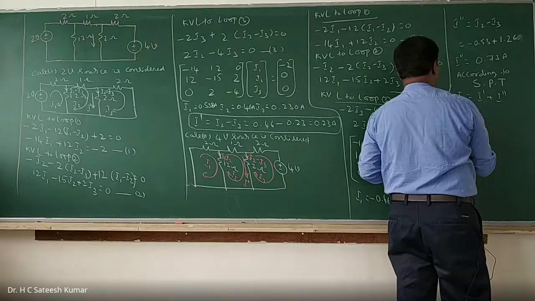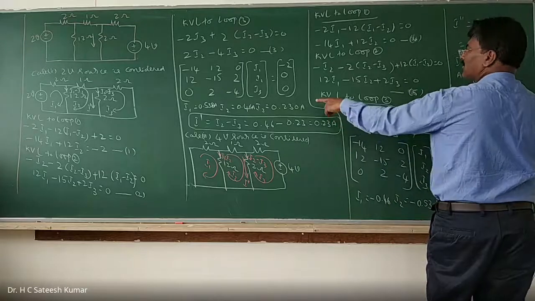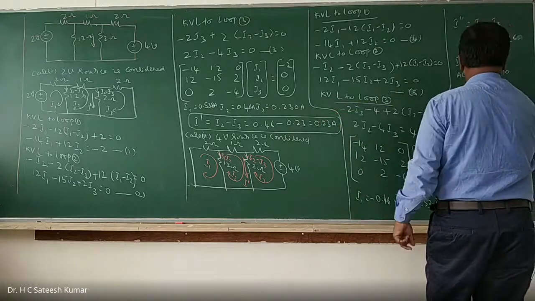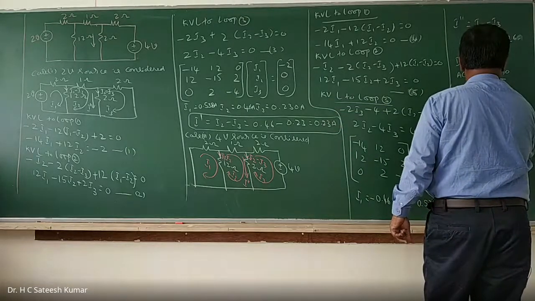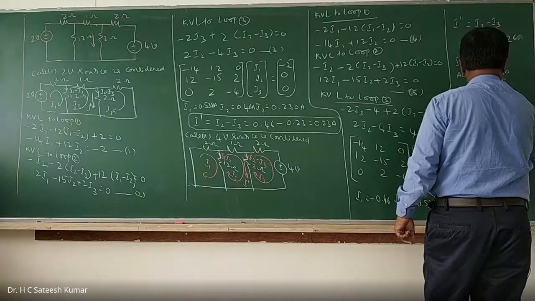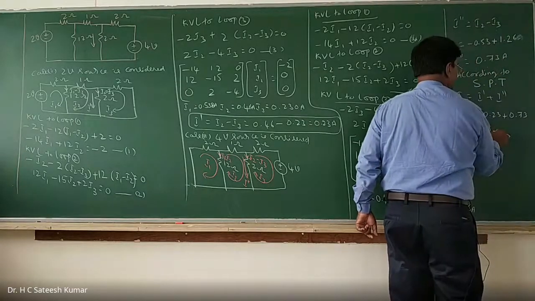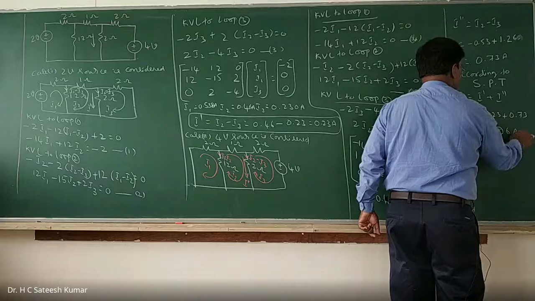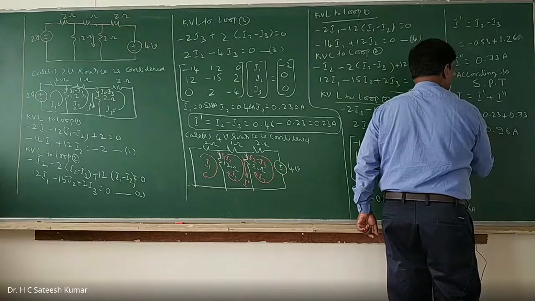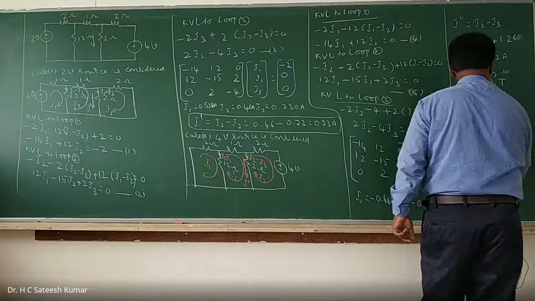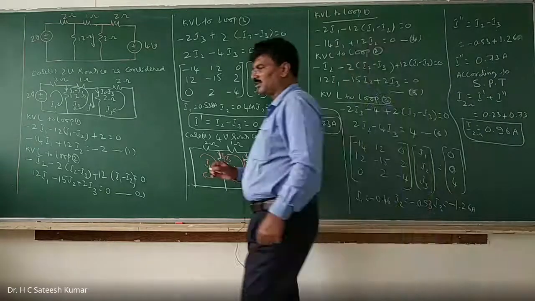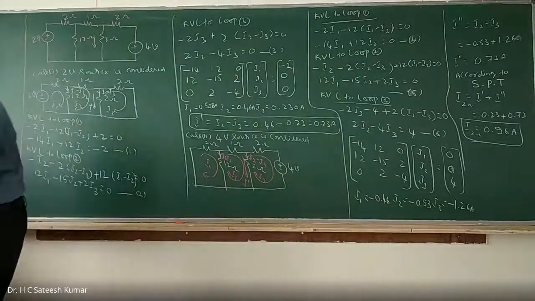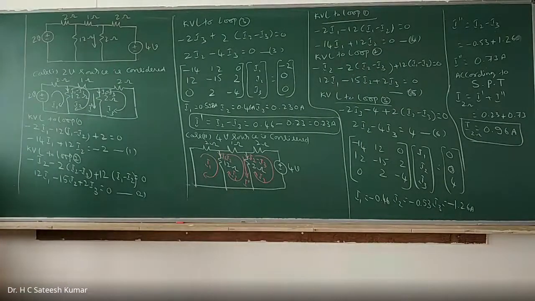What is it that we have? From this one, I dash is what? 0.23 plus 0.73 is 0.996 amps, which is I in 2 ohms. That's how we should calculate the current in the 2 ohm resistor, right? So this is the way we need to calculate. Is this the right answer?